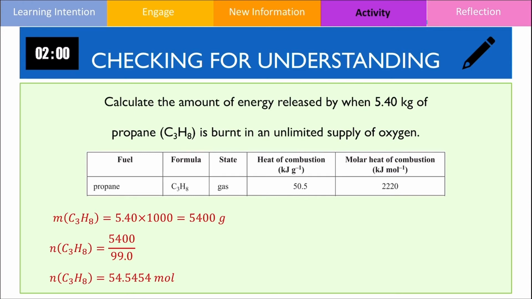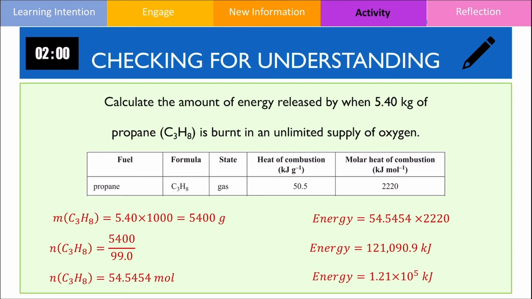Hence, if we multiply the number of moles of propane reacting in this question by the molar heat of combustion, this will give us an answer of 121,090.9 kilojoules. However, we need to correct to 3 significant figures, hence our answer is going to be 1.21 times 10 to the power of 5 kilojoules.